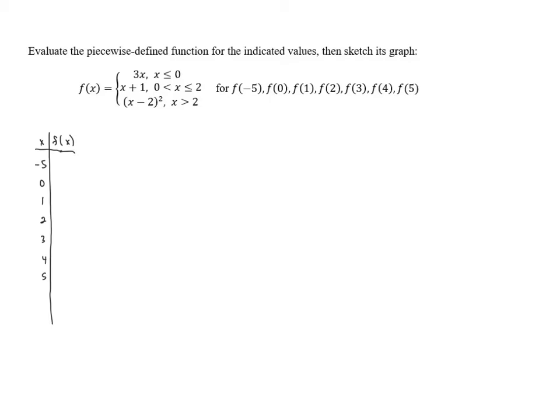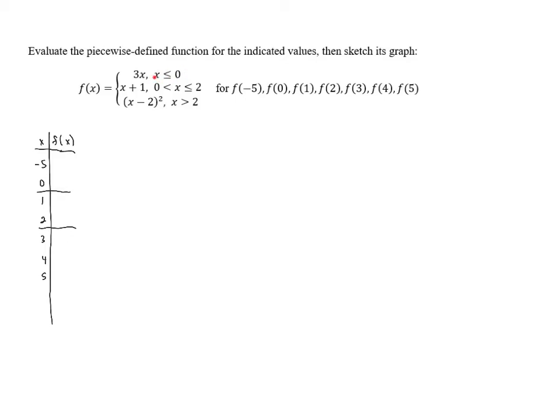Now, the first part of the domain is x less than or equal to 0. So that's going to be these first two values. Then we've got x greater than 0, but less than or equal to 2. That's going to be the next two values. And then finally, we have this third domain, which is for all of the values greater than 2. So let's plug these in.